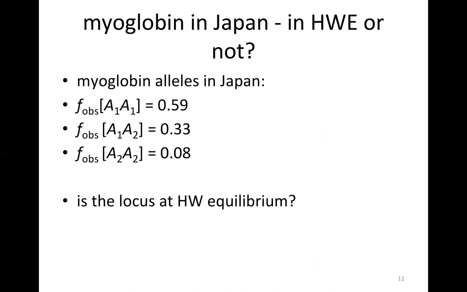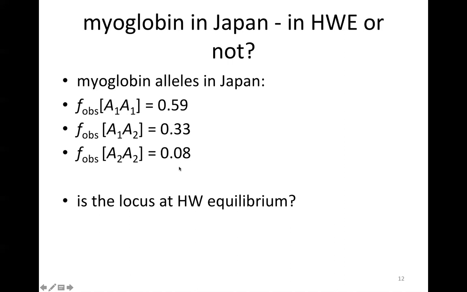Okay, and let's do this exercise. Myoglobin alleles in Japan. People measured 2 versions of myoglobin in the Japanese population given a sample. In the sample, A1 heterozygotes had 59% frequency, A2 8%, etc. So now our question is: is this locus at Hardy-Weinberg equilibrium? If it is not, what this could mean we will discuss a bit later, but first let's try to decide if it's in Hardy-Weinberg equilibrium. How do we go about this?